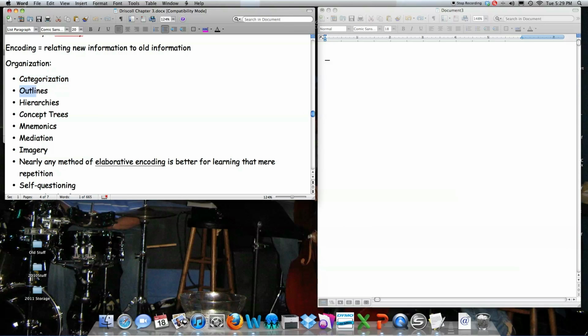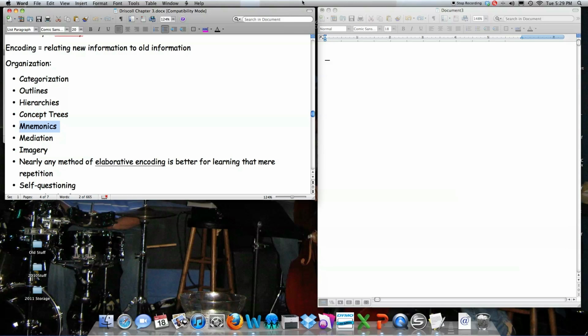Another way to organize information would be through an outline, and I'm sure we've all done that when we've written a paper. You have your Roman numerals for your main points, and then you divide that up. Another form of that would be a hierarchy. You just turn an outline on its side, and you get a hierarchy. In the Driscoll book on page 45, she has a very nice hierarchy in the form of a concept tree, which is the principles of behavior management.